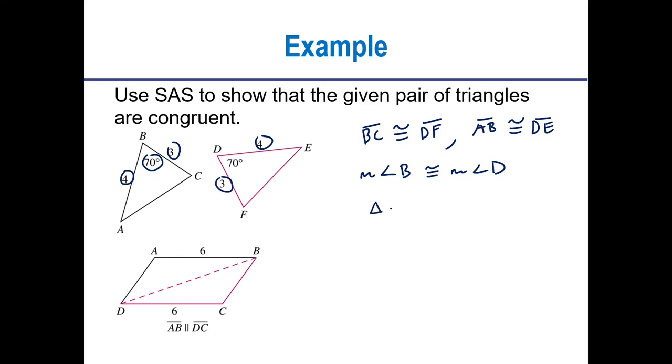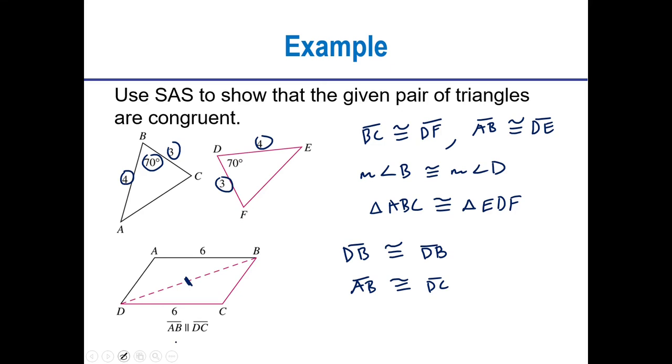Therefore, triangle ABC must be congruent to triangle EDF. For the next triangle, we need to show that these are congruent with side angle side. Notice that the segment DB is shared, so this implies that DB is congruent to itself, segment DB. Segment AB is congruent to segment DC. We're given that segment AB is parallel to segment DC.